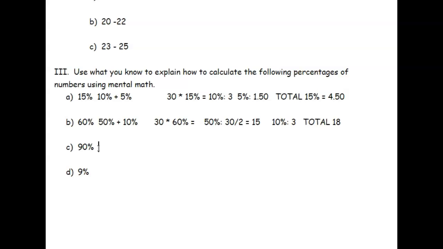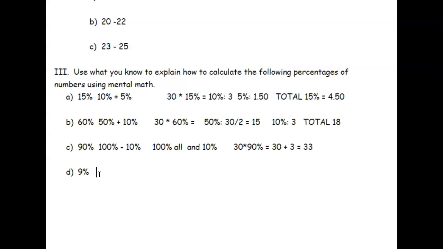90% is a little different. 90% is starting at 100% and then taking off 10%. So 100% is all, and 10% is move that decimal one time. So might as well stick with the 30 I've been using as an example. 30 times 90% is all of it, 100%, minus the 10%, move the decimal once, which is 27.